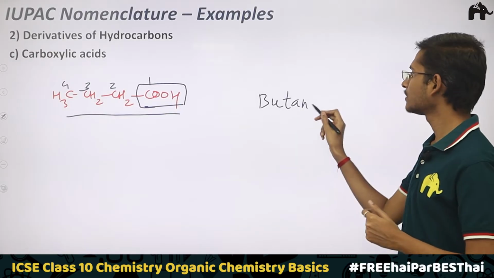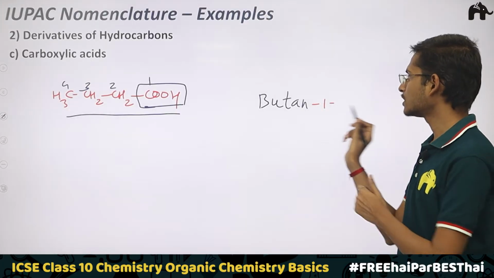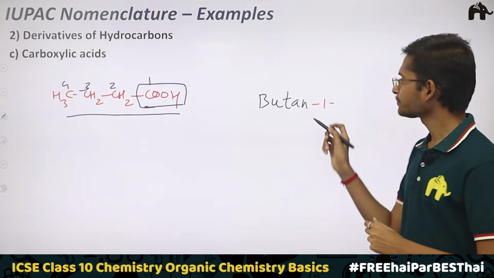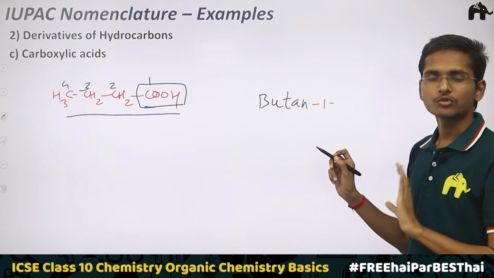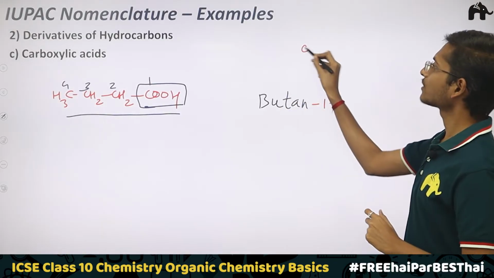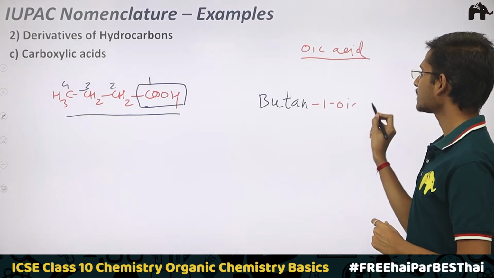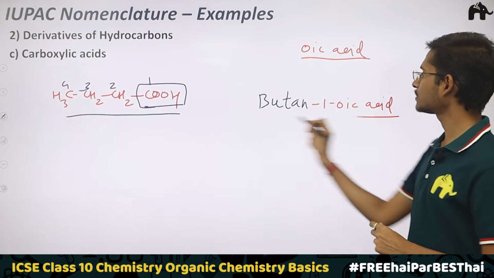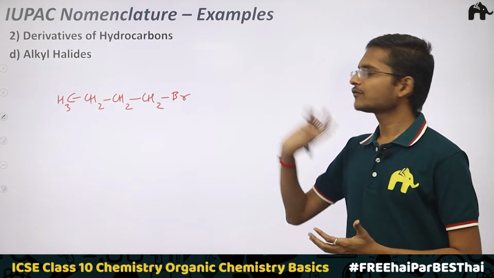So the position is 1. Numbers are separated from the words by a hyphen, okay, groups by a hyphen. And then the suffix for the COOH group, the carboxylic group, is "oic acid". So I would just write here "oic acid", and this is the name of the compound: butane-1-oic acid. Now let's see the example for alkyl halides.